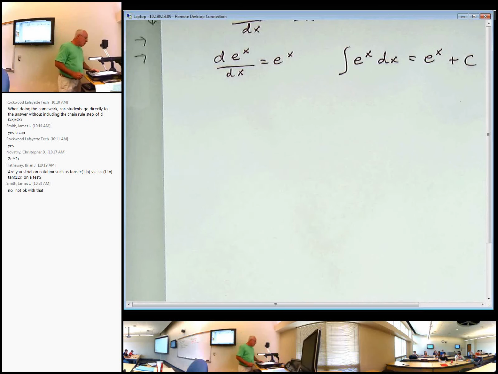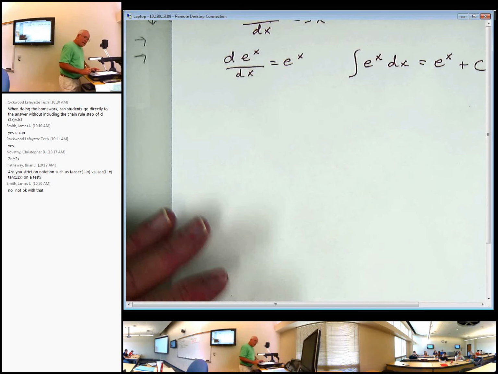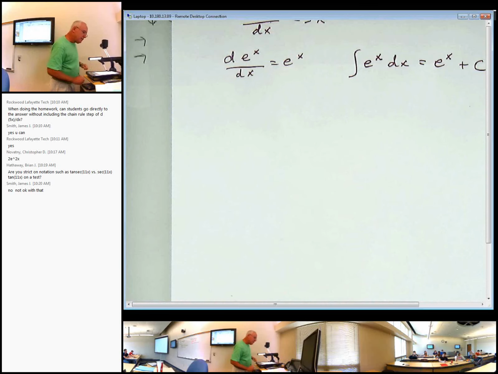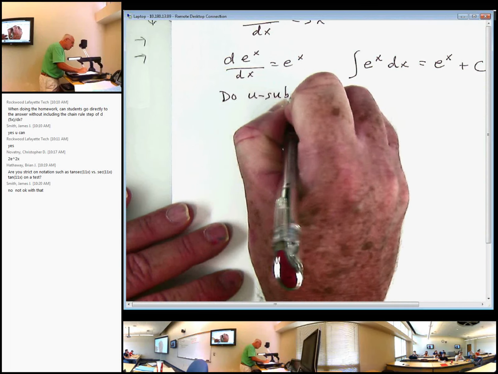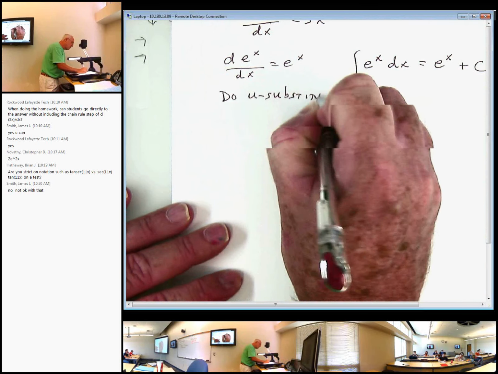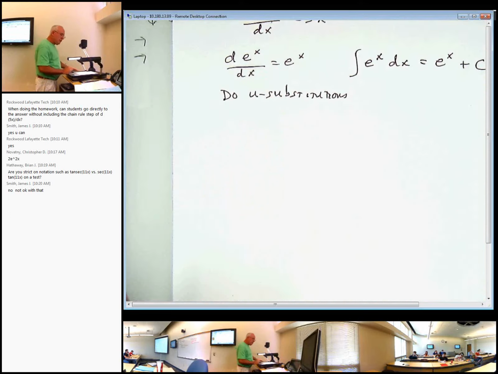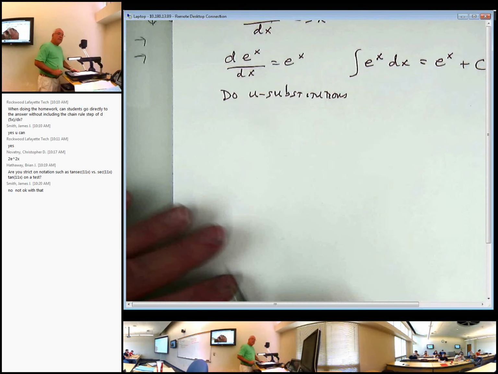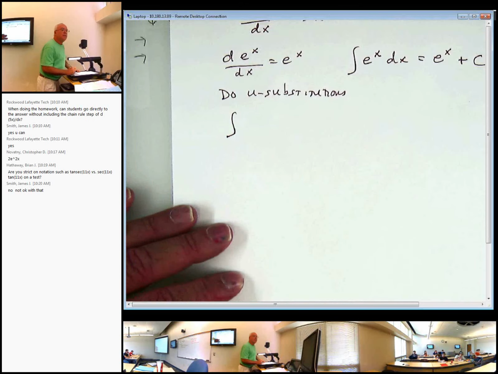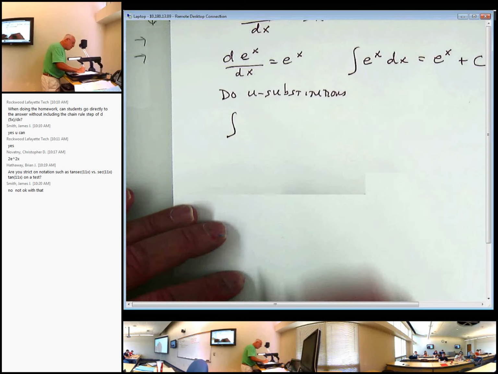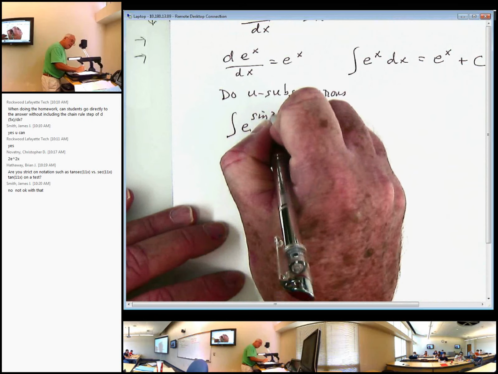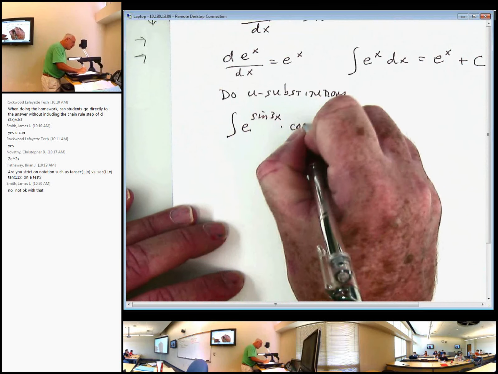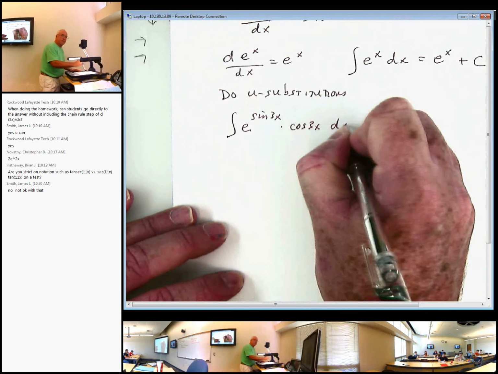All right. So let's look at some problems here where we're going to have to do u substitutions. The first one is this. Let's evaluate the integral of e to the sine 3x power times the cosine of 3x dx.